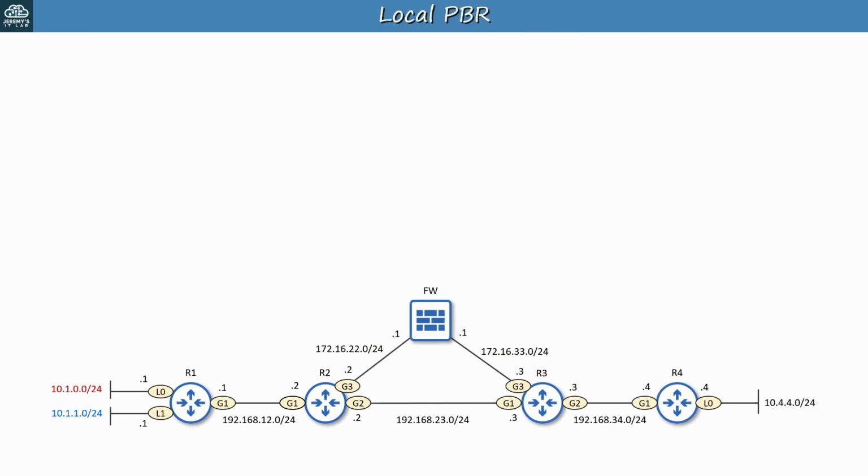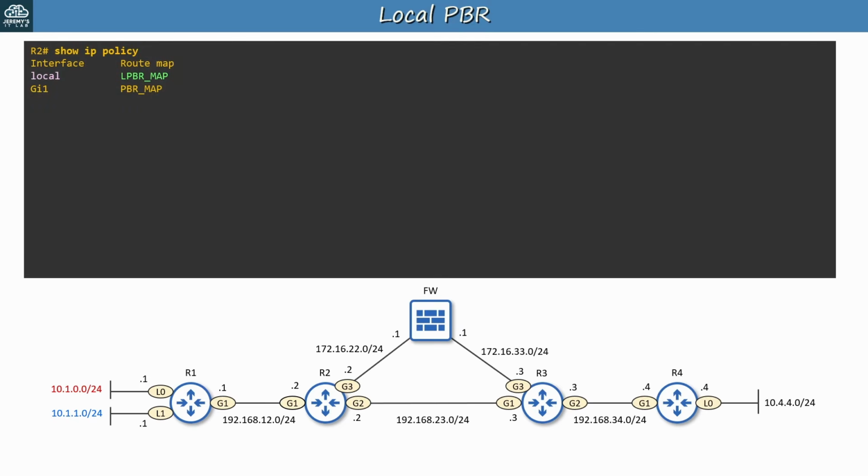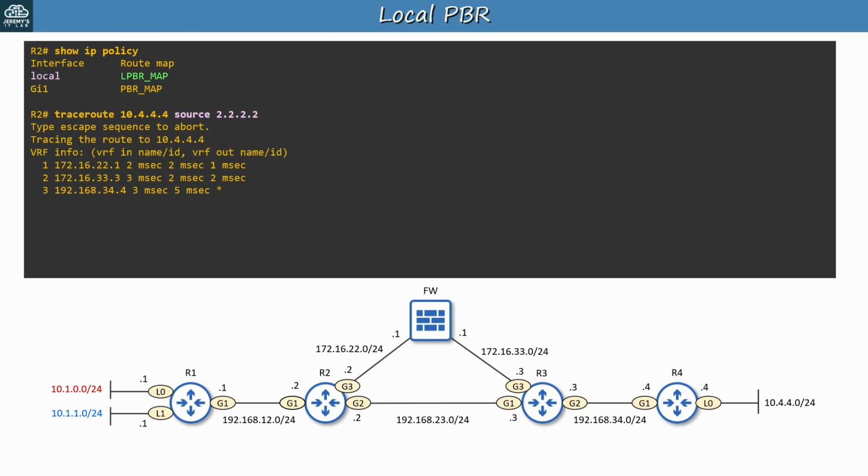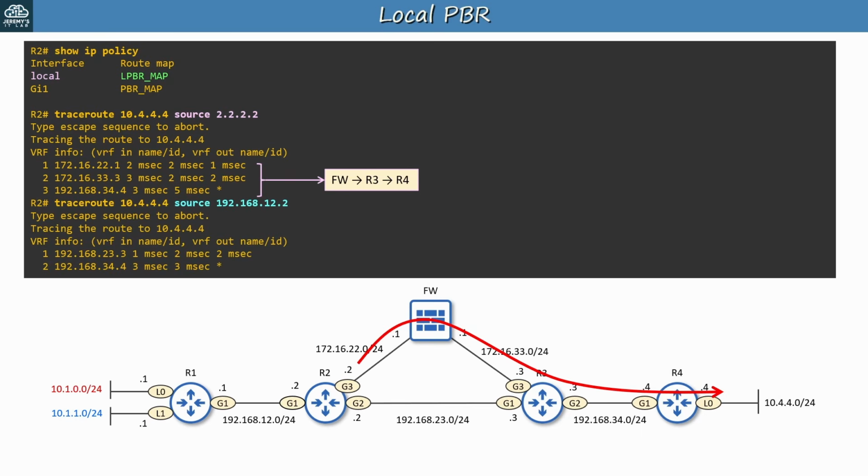And finally, let's verify. First, here's the output of show IP policy now. PBR map is still applied to the G1 interface, but now we have LPBR map used for local PBR. To check that it's working, I sent a traceroute to 10.4.4.4 from 2.2.2.2, R2's loopback interface. As the output shows, the packets took the path via the firewall, as intended. I then did a traceroute specifying 192.168.12.2 as the source, G1's IP address. This time, it was sent straight to R3 and then R4.